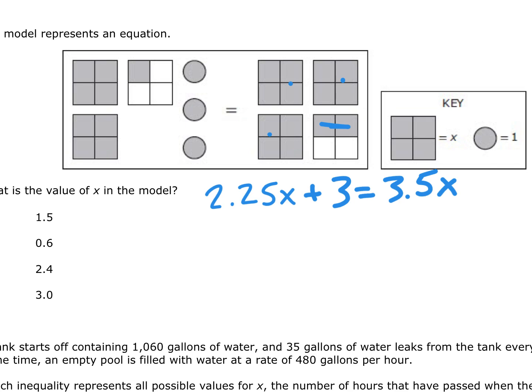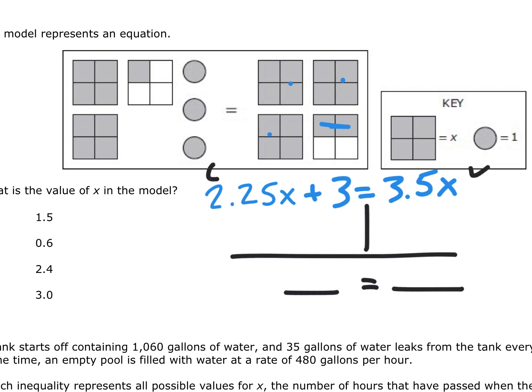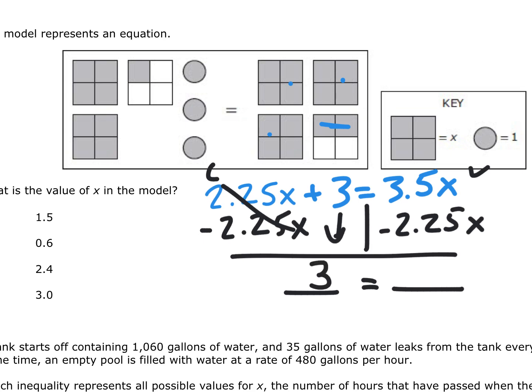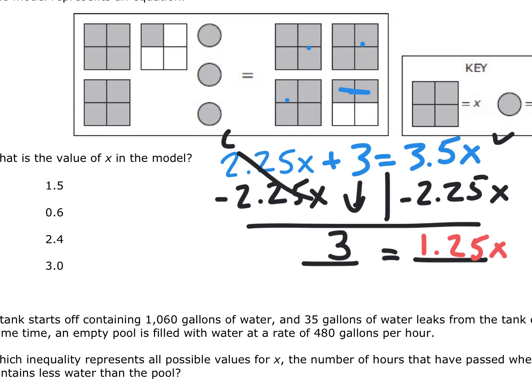Now I have to do what? Well, draw my t-chart. And I already have the only constant on this side, so I'm going to put c here and v over here. Minus 2.25x, minus 2.25x. So that's gone. What's left? I just bring it down. 3. And 3.5 minus 2.25 is going to be 1.25x. And I'm going to do the last step as divide by that.